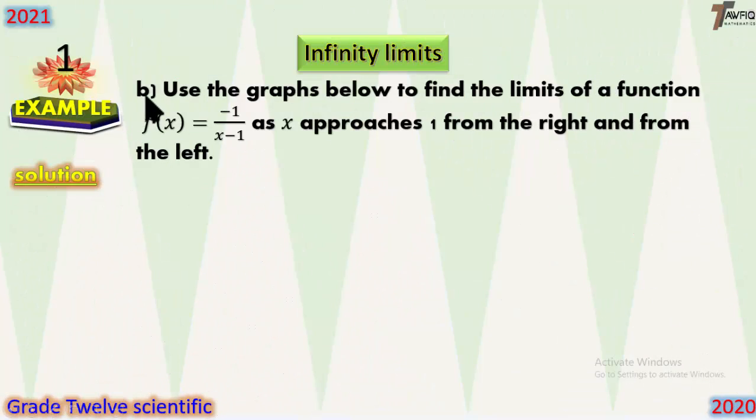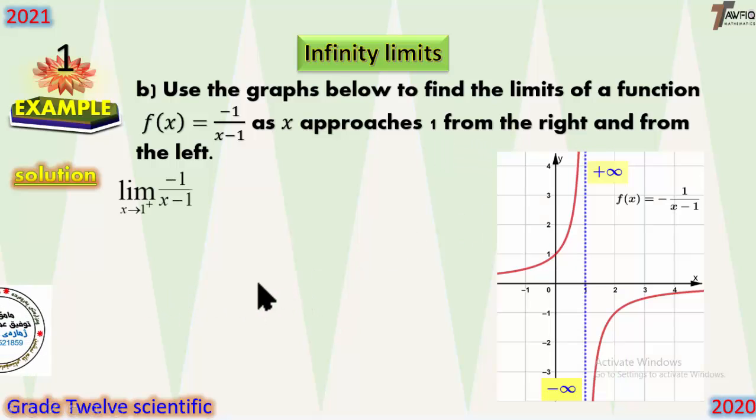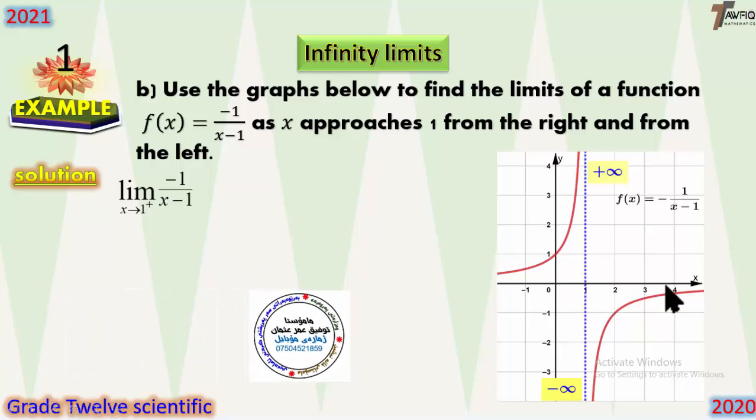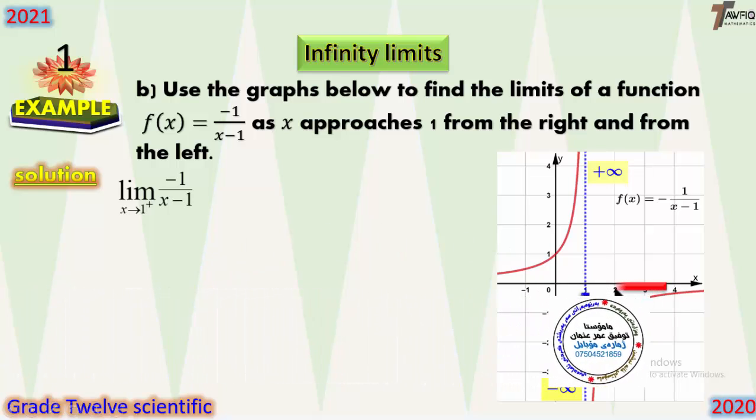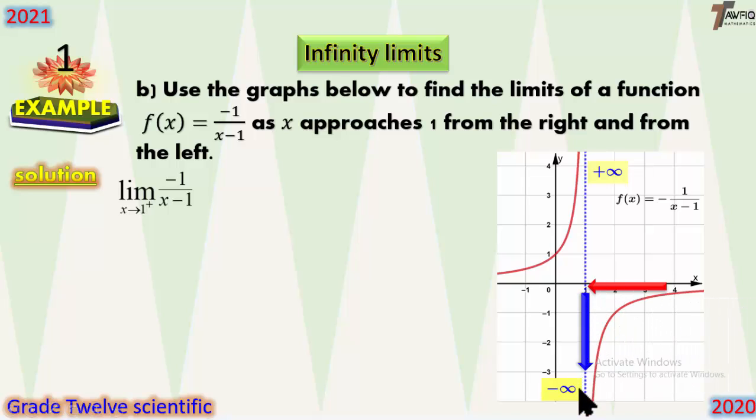Example number 1, B. Use the graph below to find the limits of the function f of x equals minus 1 over x minus 1 as x approaches 1 from the right and the left. Here you can see when we approach 1 from the right, the function goes to negative infinity. That means it equals negative infinity.